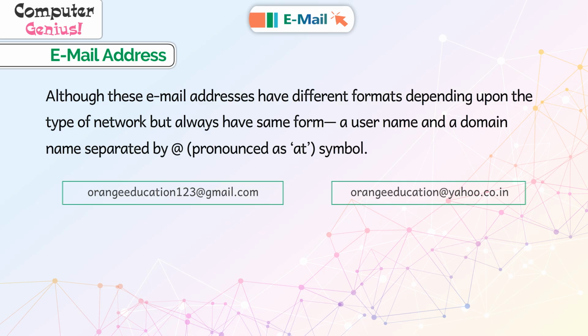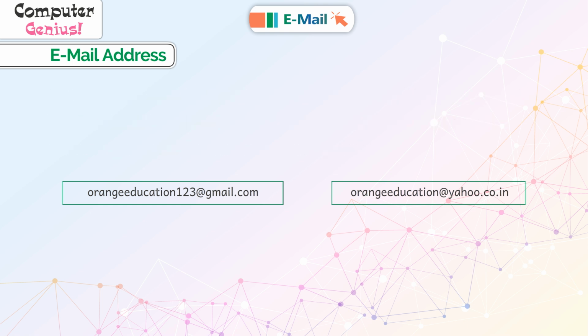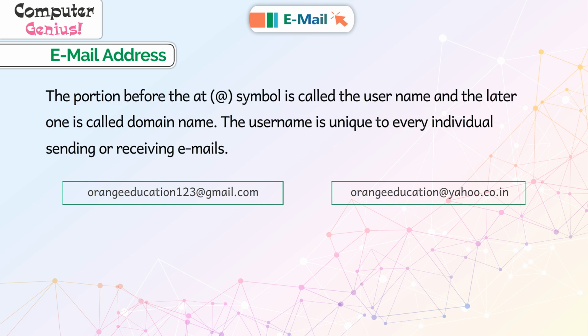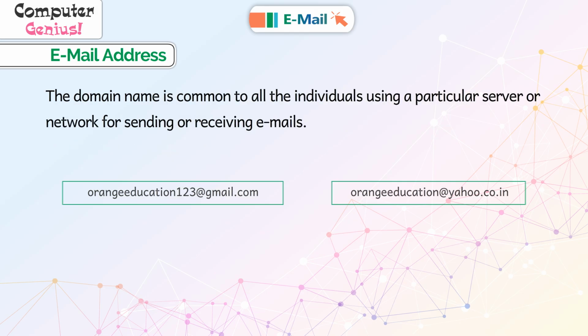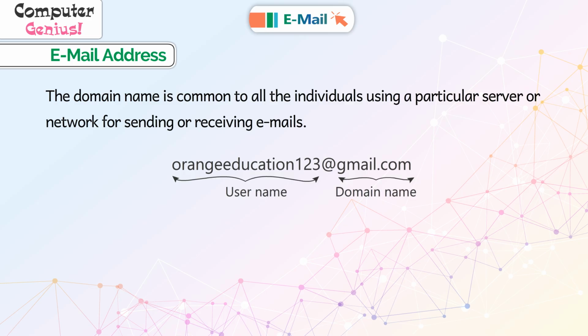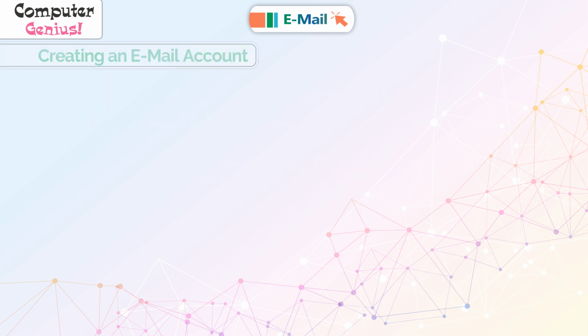username and a domain name separated by @, pronounced as the at symbol. The portion before the @ symbol is called the username and the latter one is called the domain name. The username is unique to every individual sending or receiving emails. The domain name is common to all the individuals using a particular server or network for sending or receiving emails. Class123 is the username, @gmail.com, that's the domain name.